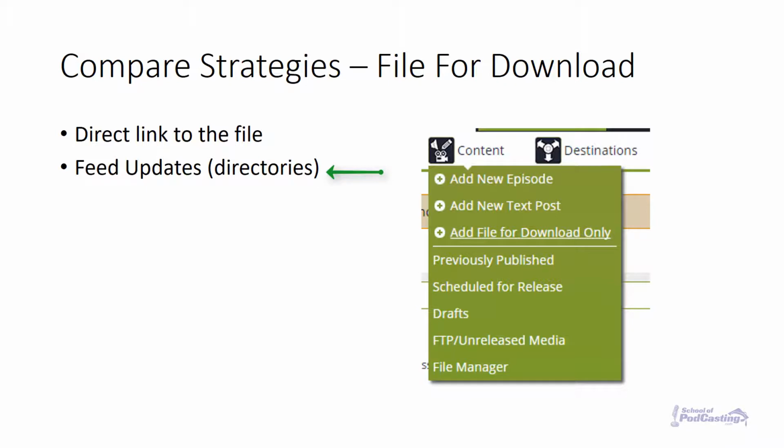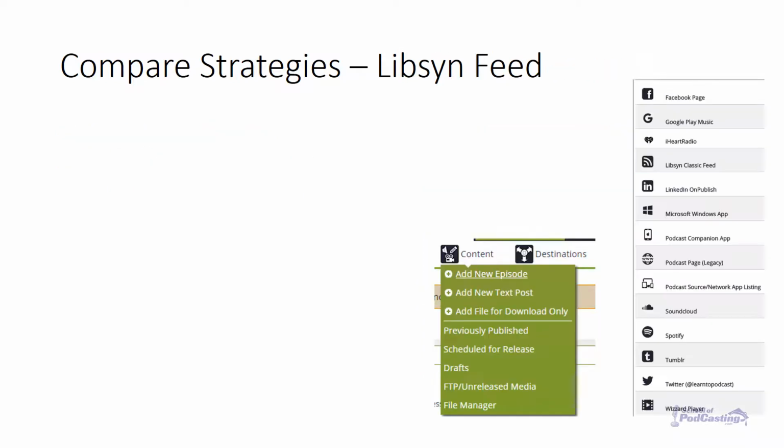Now let's look at the strategy of using the Libsyn feed. When you do that, you go to content, and instead of clicking on add file for download only, you click on add new episode. And when you do that, you get a direct link to the file, just like you do with file for download only. It is also going to update your RSS feed.